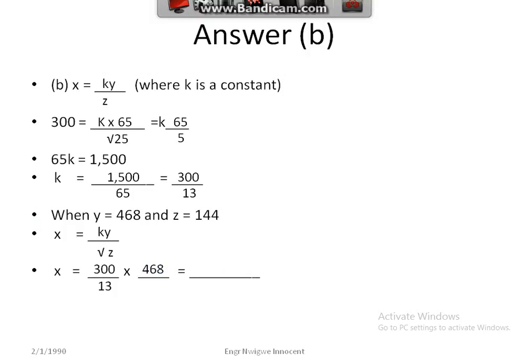Which you now have, if you do our multiplication, we have 300 times 468 all over 13 times 12, which, if we do our mathematics very well, we get 900.